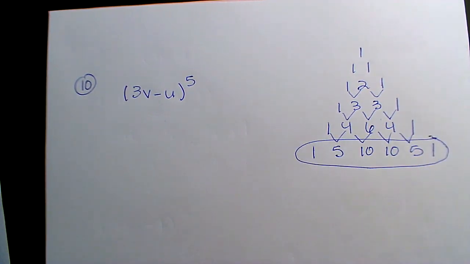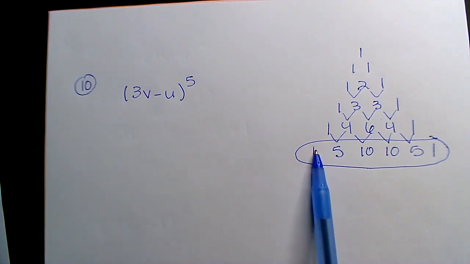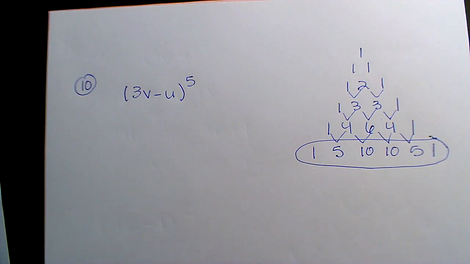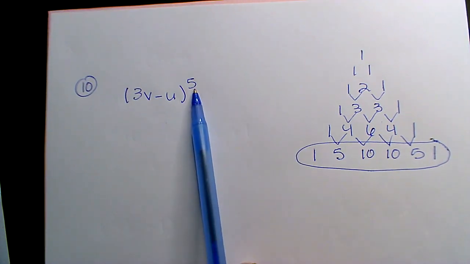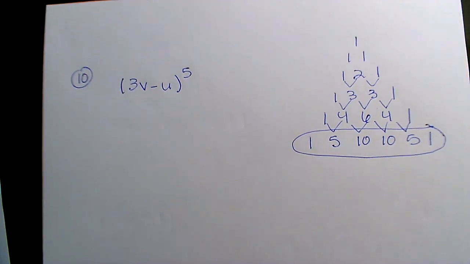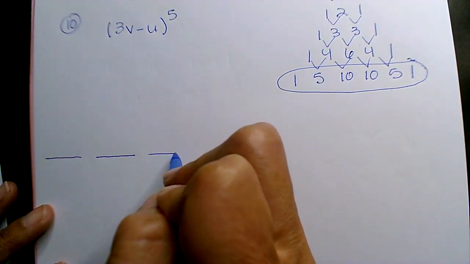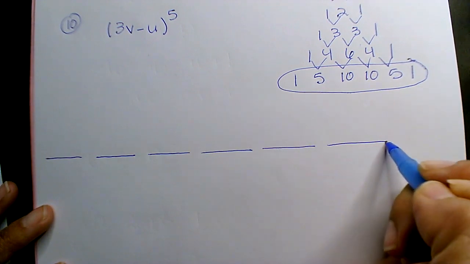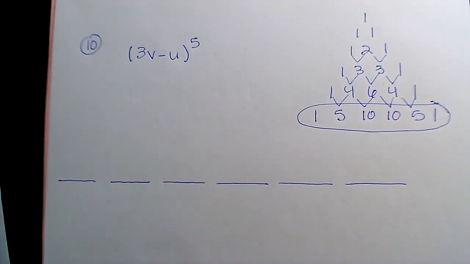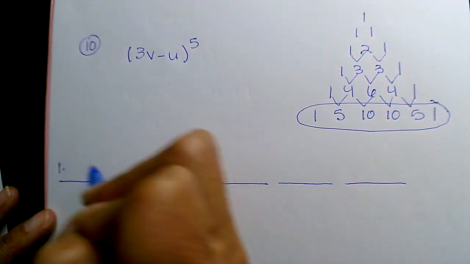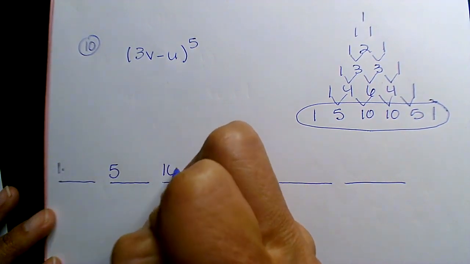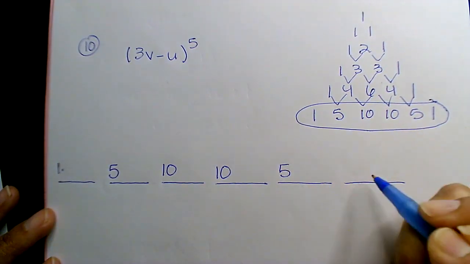Okay, this is row 5. I need these coefficients. So to the 5 exponent, you have 1, 2, 3, 4, 5, 6 terms. Remember, you always have one more term than the exponent. A cubic has 4 terms, and a 5 is going to have 6 terms. So there's my 6 terms. I know I'm going to have a 1, a 5, a 10, a 10, a 5, and a 1.